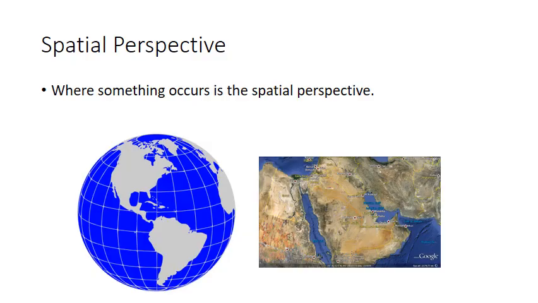Where something occurs is known as the spatial perspective. Geographers consistently ask the question, the why of where. Why did that occur there?